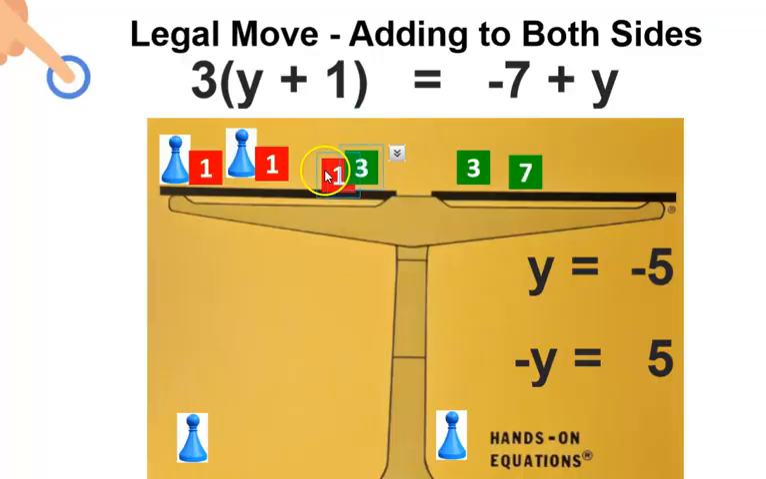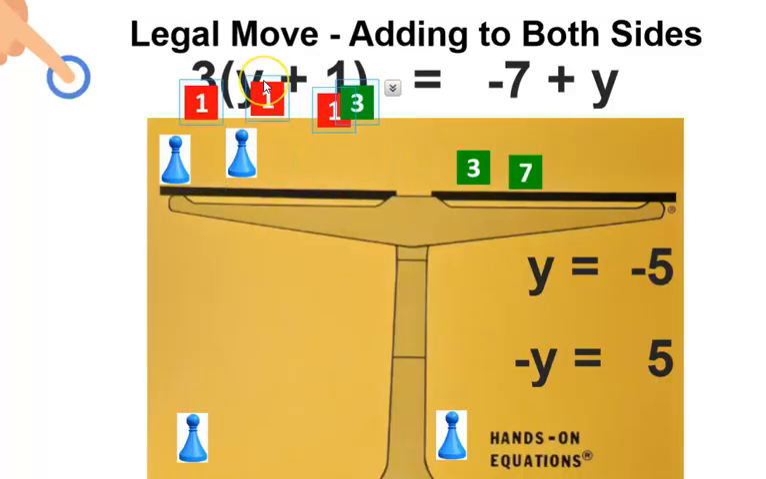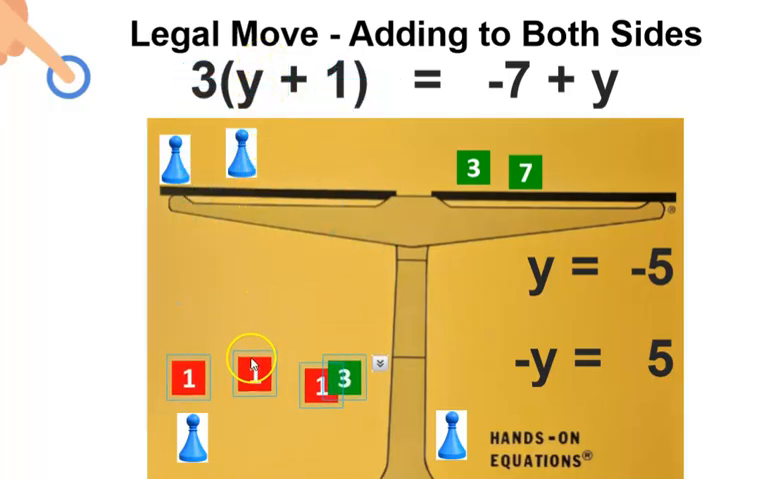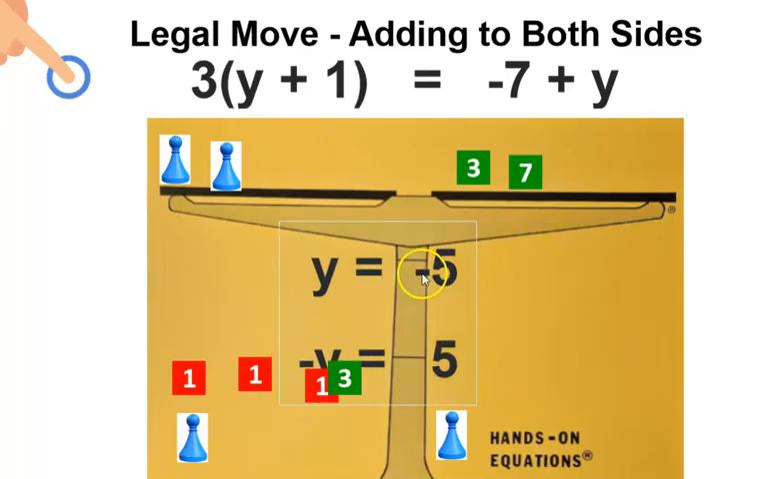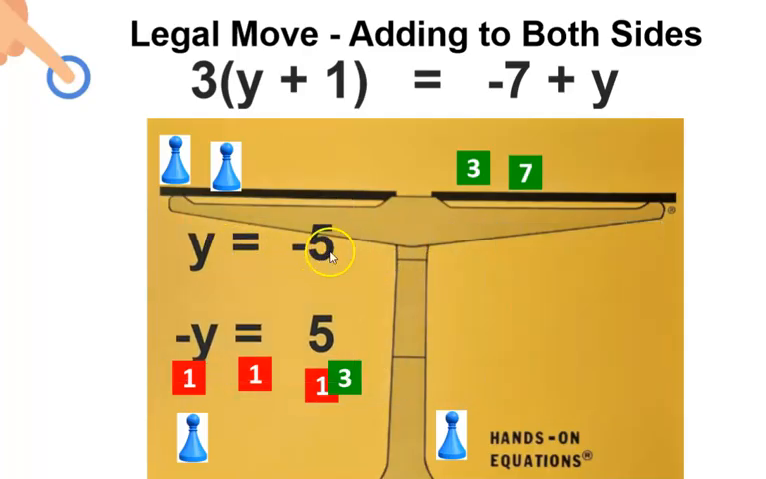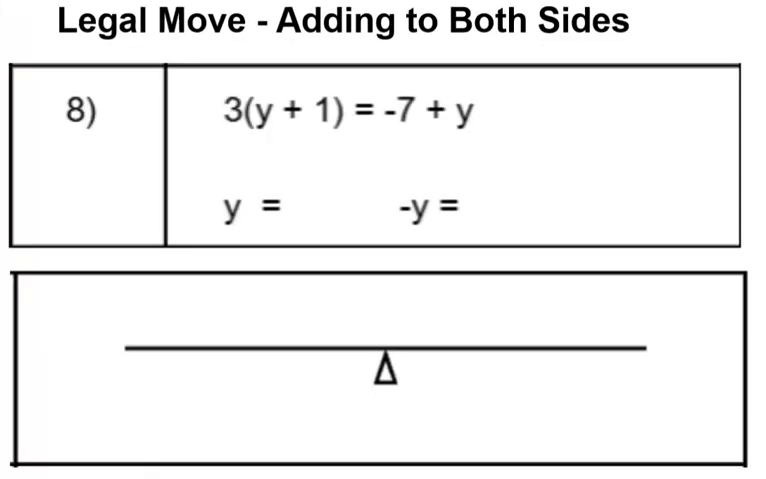I've got my 3 and my negative 3 and my 3 1s, and there's my one-handed move of removing a zero pair. And now over here I have 7, 8, 9, 10. I've got negative 10 and 2 y's, which means that my y is going to equal negative 5 and my negative y equals positive 5. Now we're going to go ahead and take a look. What does this look like if I'm drawing it? It's easier than it looks, but let's take a look at what that looks like.